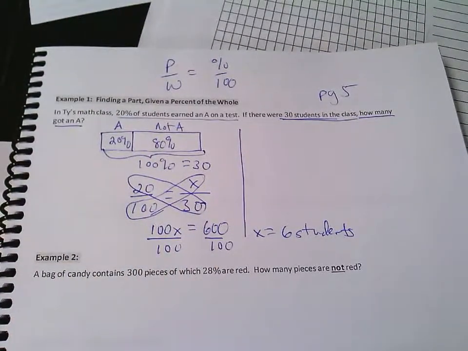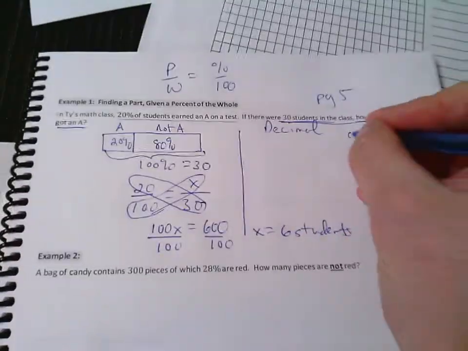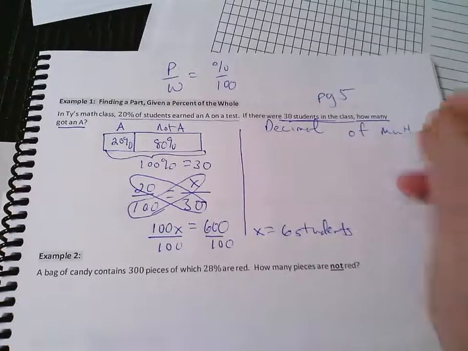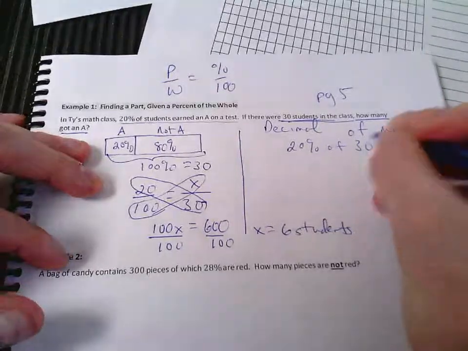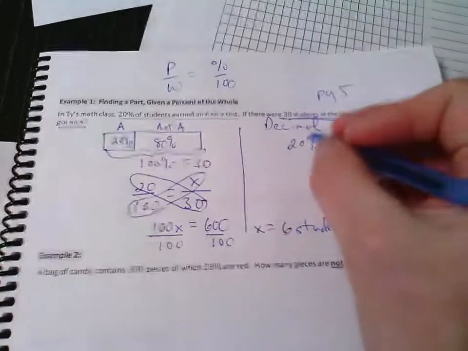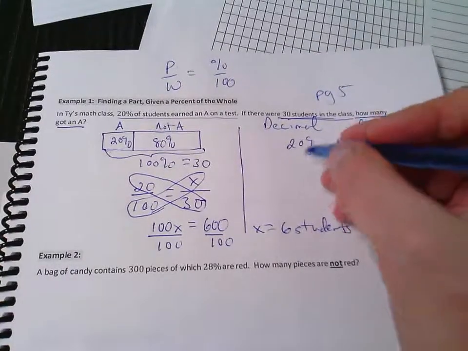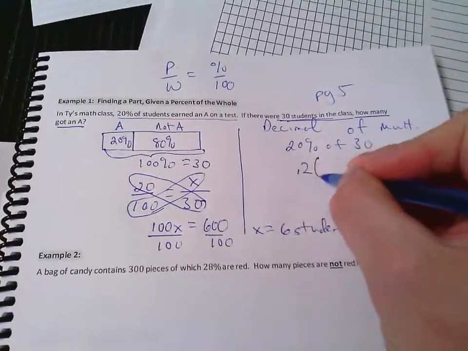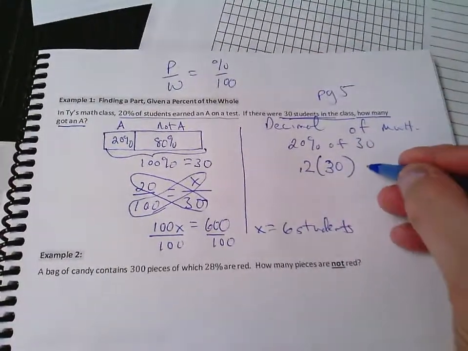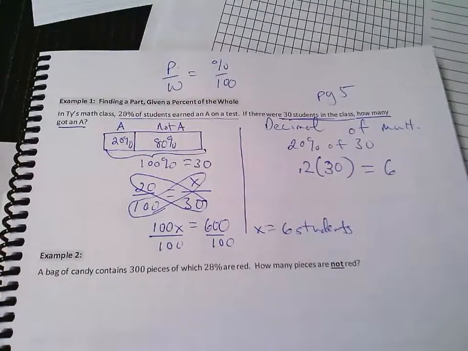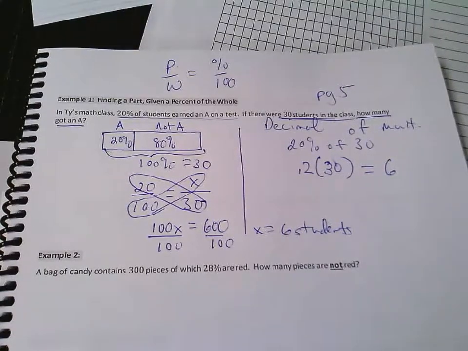Now there is another way that you can do this, and it's using the decimal version. Think of the word of meaning multiply. We're trying to find 20% of the 30 total students. So what we can do is convert to a decimal. We can use our FDP pie chart, and we can convert this to 0.2, and of means multiply. So really we just take 0.2 times 30, which is 6. The decimal version definitely gets you the answer a lot quicker for the of problems.